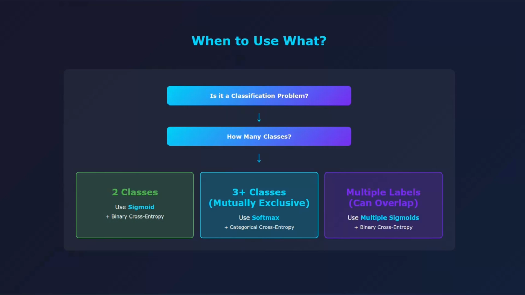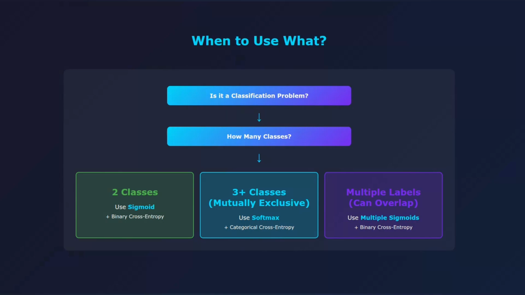Here's a simple decision tree to help you choose. Ask yourself, is it a classification problem? If no, you might need ReLU or other activations. If yes, ask how many classes. If it's exactly two classes, use Sigmoid with one output neuron and binary cross-entropy loss.